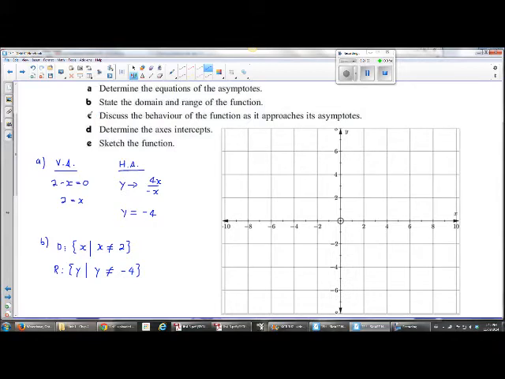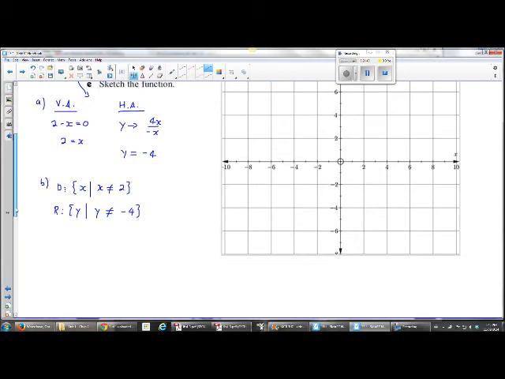Okay, so let's jump to D and find the axis intercepts. So we've got the two axes, the x-axis and the y-axis. We need to find the x and y-intercepts. The x-intercept would be where the graph cuts the x-axis, which is where y equals 0. And the y-intercept is where x equals 0.